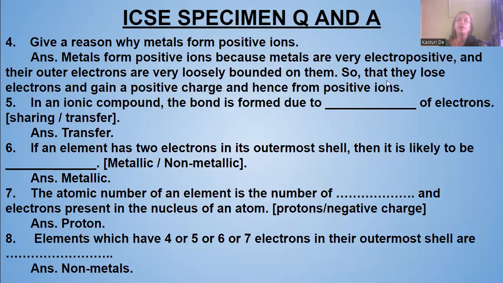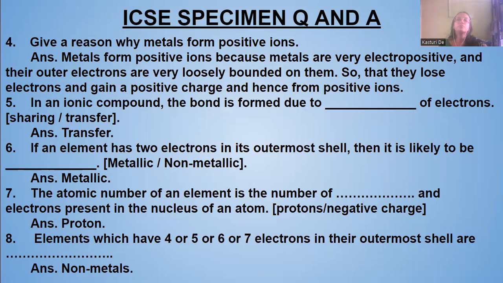Next is, give reasons why metals form positive ions. Why do metals form positive ions? Because they are very much electropositive. They give away the electrons which are loosely bound to them, and therefore they can lose electrons very easily, forming a positive charge, and that's why they form positive ions.